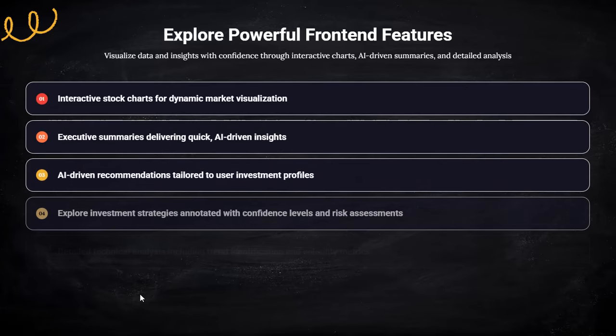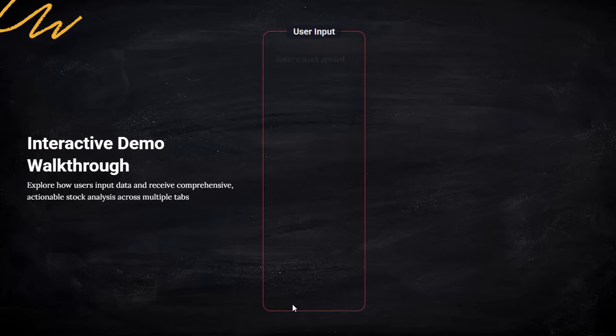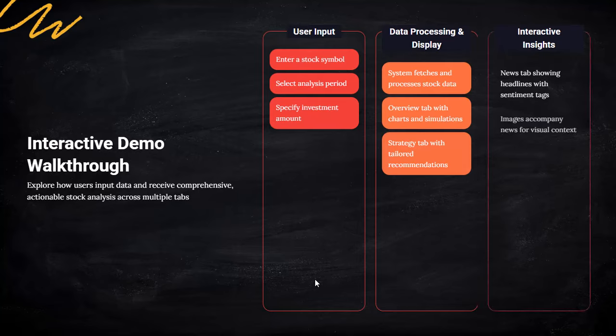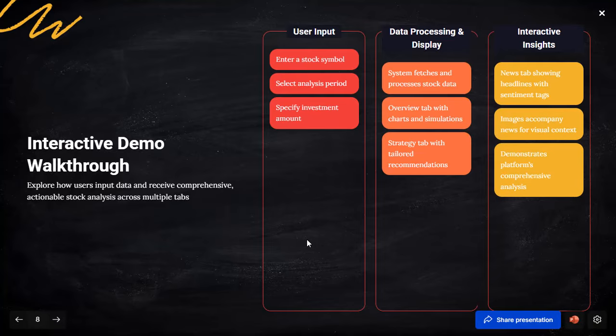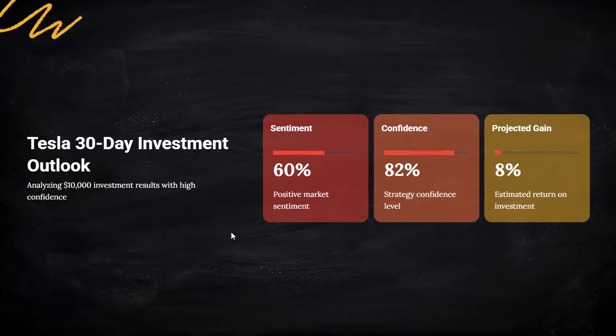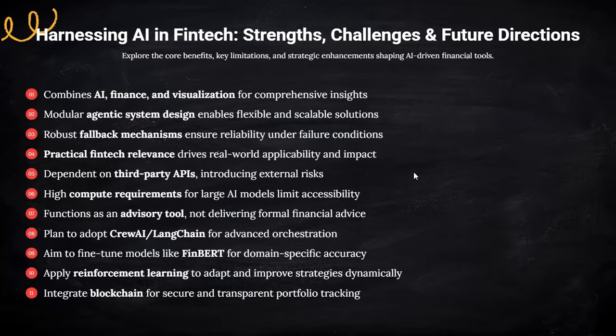Now coming to the front end, these are the things we will have. It will have interactive stock charts, AI-driven investment profiles, analysis of everything, and the news articles will also be labeled. Coming to a demo, this is the flowchart of how the work happens. This is how the analysis looks. If I give TSLA and a 30-day investment, it will give the sentiment, the confidence and the projected gain for each and every day. So these are the whole strengths, challenges and future decisions we are taking.